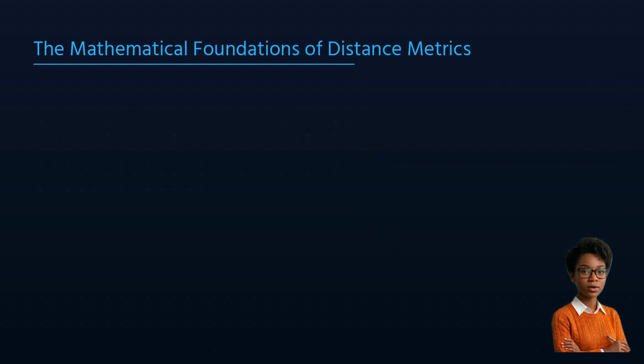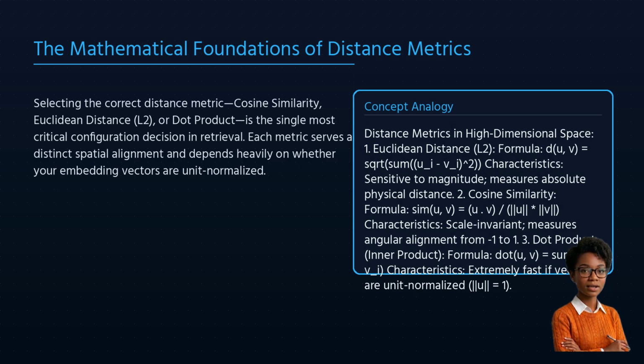To understand retrieval, we must understand space. There are three core metrics we use to measure how close two vectors are. First, Euclidean distance, or L2 norm, calculates the straight-line distance between 2 points in space. It is highly sensitive to vector magnitude.